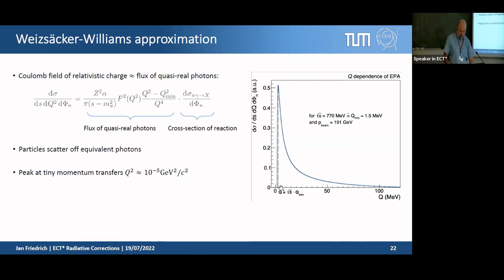Here you see a spectrum, and in any case, you have a peak then at 1.5 MeV, or a little larger. This is the minimum value for Q, and then you have the maximum close after that.